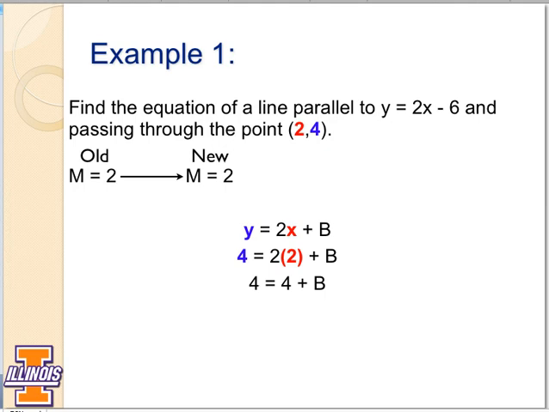I multiply the 2 and 2 together and I get 4. Then I move 4 to the left-hand side so that b is by itself, and I find that b is equal to 0. Now I can take that value and replace it in my equation and find the equation in slope-intercept form of a line that is parallel to 2x minus 6 that passes through the point (2, 4). And that equation is y is equal to 2x plus 0.